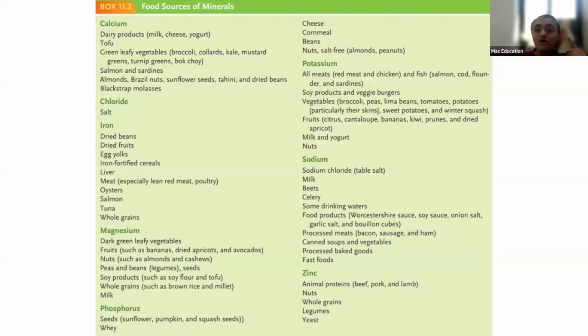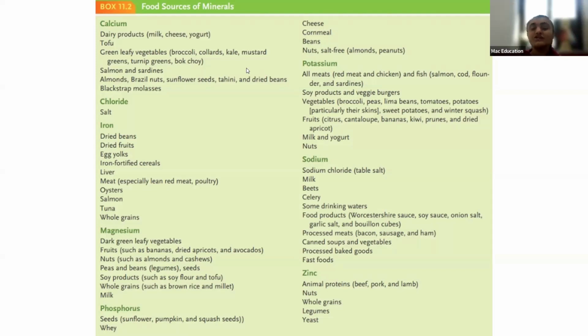So let's start with the phosphorus-rich food. The phosphorus is obtained from the seeds like sunflower seeds, pumpkin seeds, and squash seeds. Whey, what is whey? It is a protein, whey protein. Yes, so it is rich in phosphorus as well. Then cheese, cornmeal, beans, nuts, salt-free nuts like almond and peanuts, but it should be salt-free.